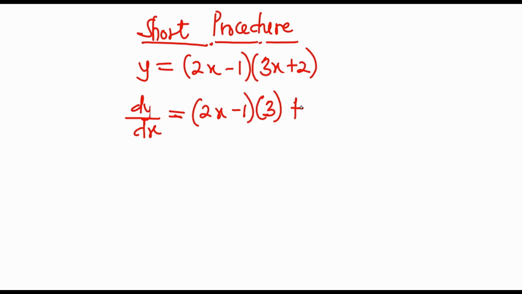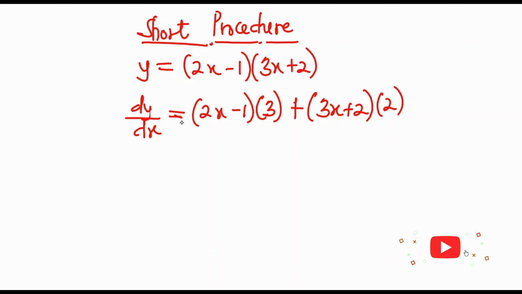So we add it to, remember that the first instance we maintain 2x minus 1. So in the second instance here, we are going to maintain 3x plus 2. So we maintain 3x plus 2. The next idea here is that we differentiate the first function. So we differentiate the first function here, we have 2. So you multiply by 2. So in this case, we are done.